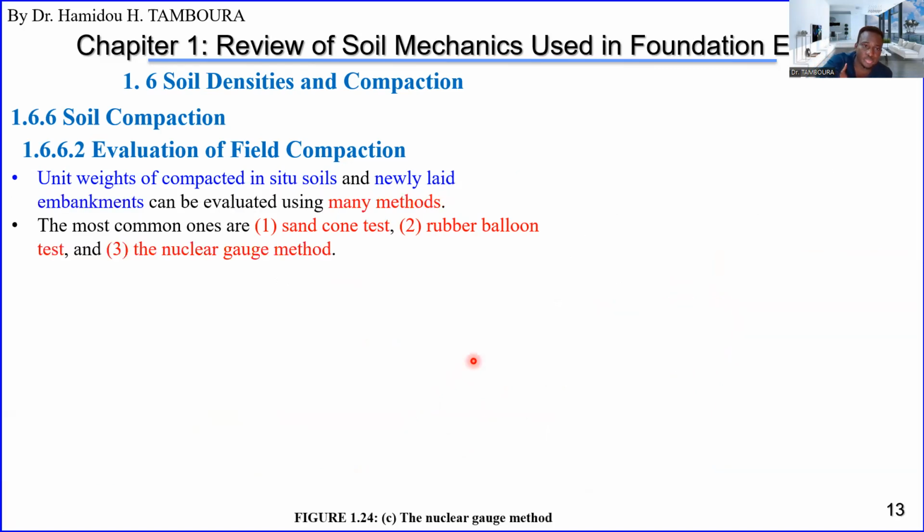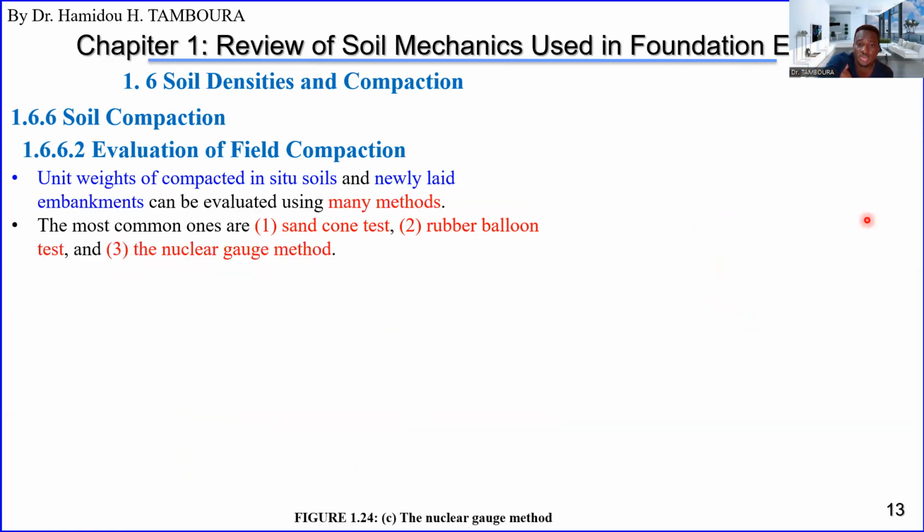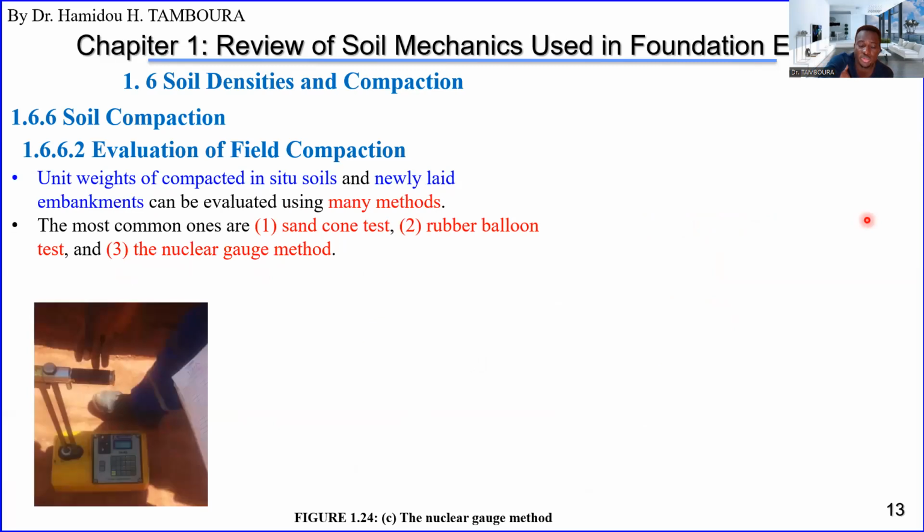Okay, let's continue. The third method is the nuclear gauge method. As you can see, the name is nuclear. It's using nuclear technology, this device. This stick, one of them will go inside a small hole. You make a small hole. There is a tool for that.